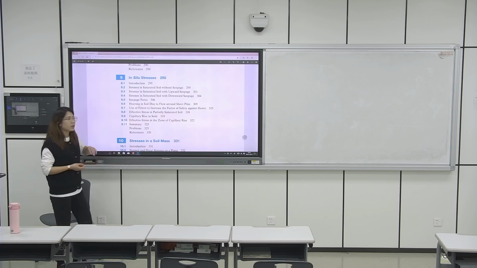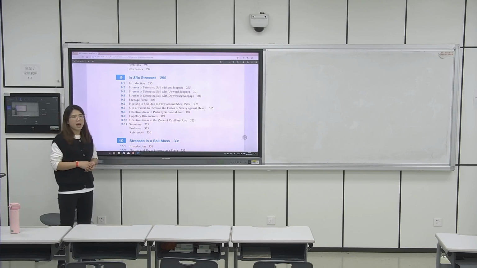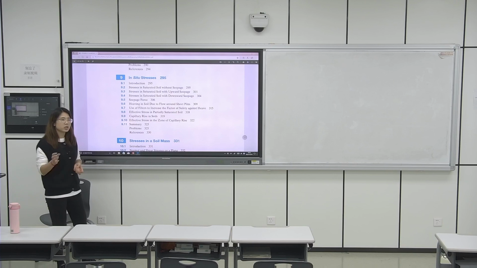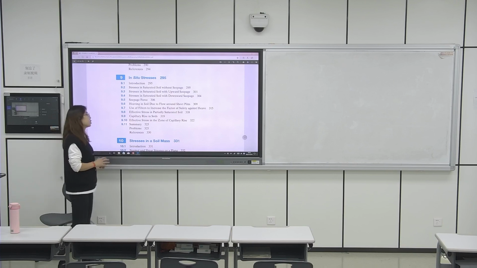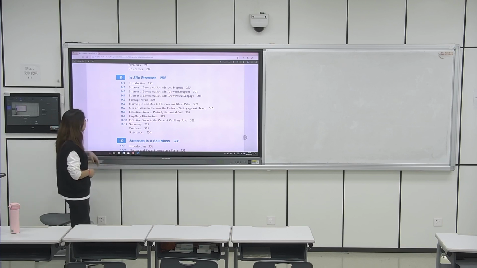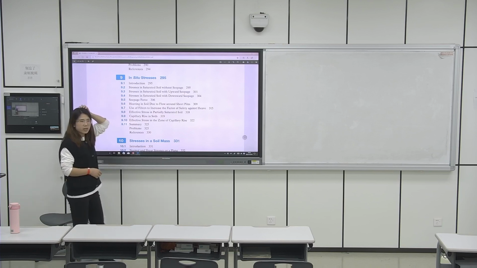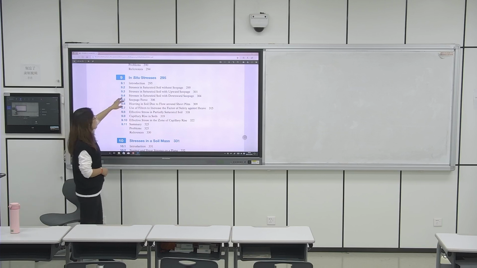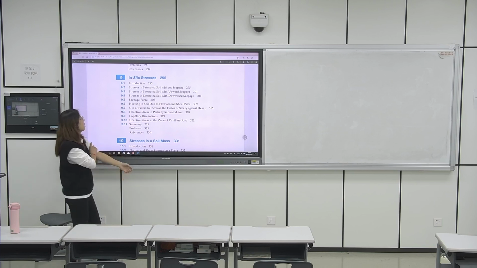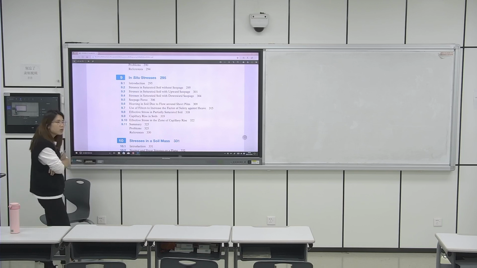Then we need to calculate the in situ stress, and maybe later how much load you applied to the soil, right? The total stress, okay? So for the in situ stress, we learned 3 different situations. The first is the simplest one, stress in saturated soil without seepage.